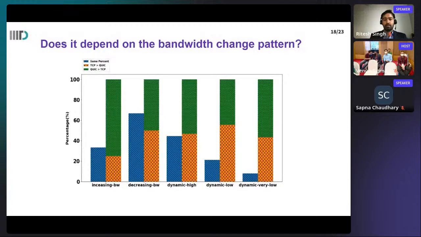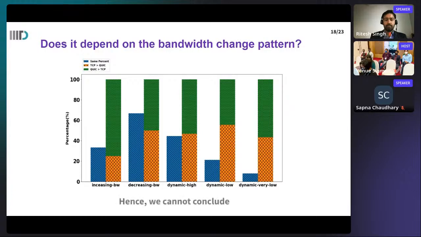The first one is: does it depend on the bandwidth change pattern? So we have emulated certain bandwidth patterns like increasing bandwidth, decreasing bandwidth, dynamic high, dynamic low, and dynamic very low. Hence, we can see that there is no single winner between the protocols for all these varying bandwidth patterns. Not only this, the percentage of being the same is also not constant. For example, in the case of dynamic very low, only for 13% of cases were QUIC and TCP the same. Whereas in the case of decreasing bandwidth, for 62% of cases TCP and QUIC behave the same. Hence, we cannot conclude.